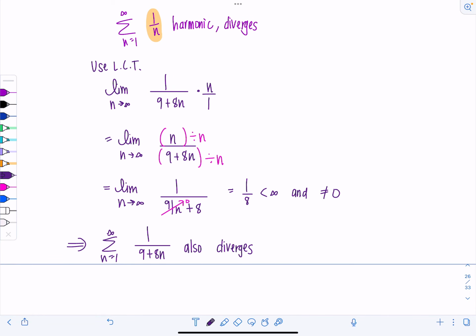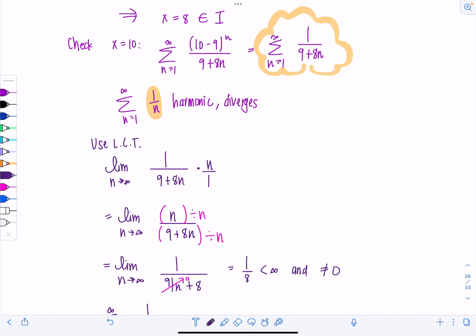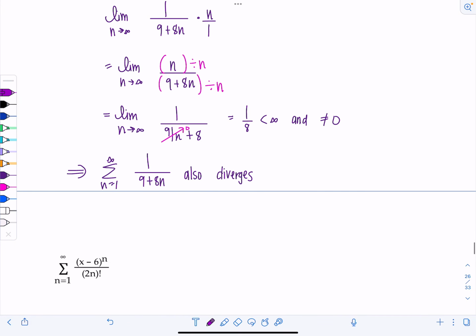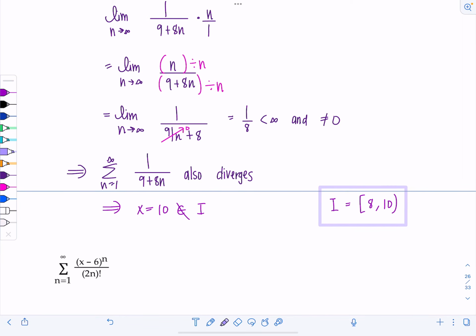And I wanted to see if 10 belonged to the interval of convergence. Well, it surely does not. So how do you write that in math language? You could say that means x equals 10. Oops. x equals 10 is not an element of the interval of convergence. So the interval of convergence includes 8, but not 10. So in interval notation, it's like this. Ooh, that was so spicy. That's a long problem. I wanted to show you like the worst case.